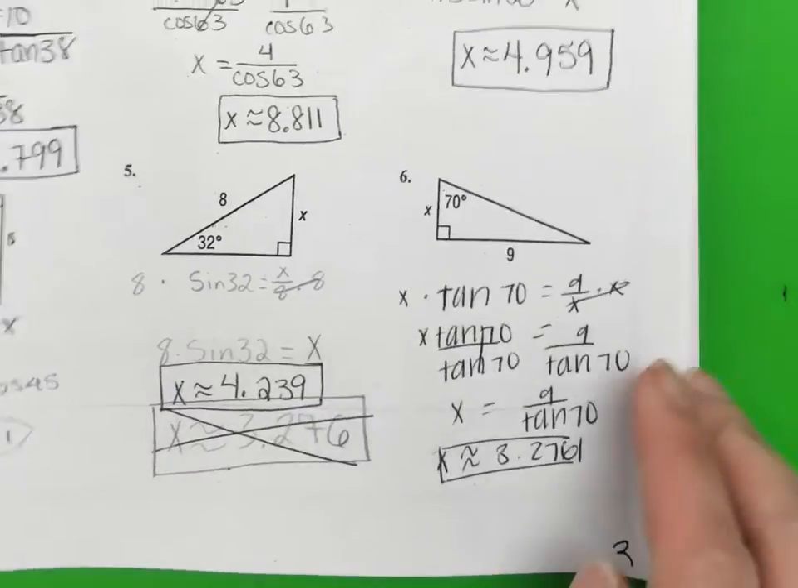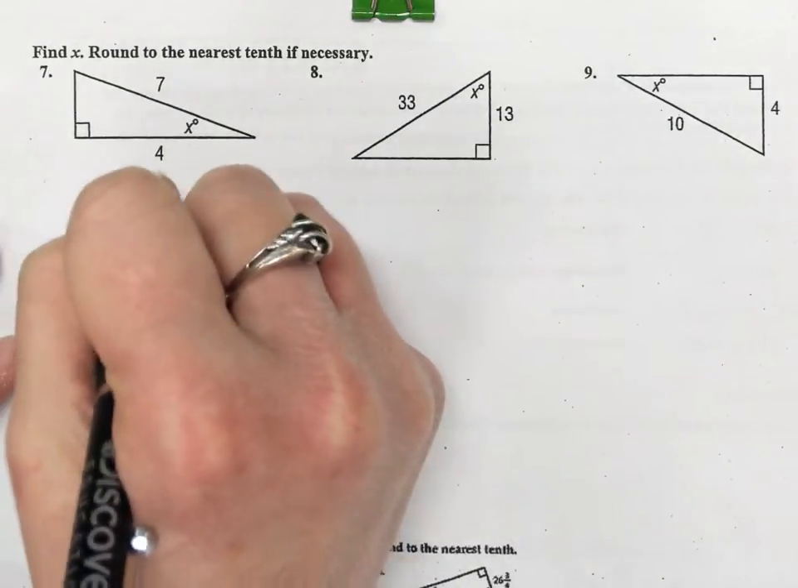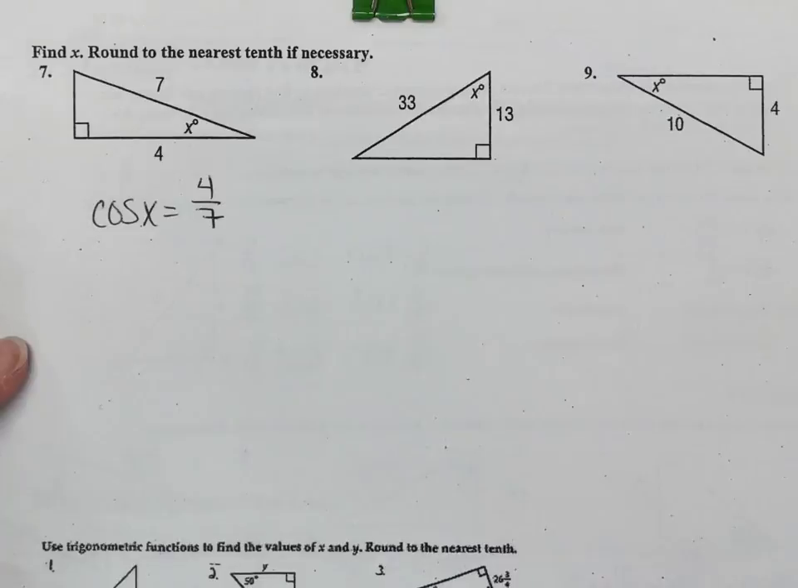All right, let's look on the back. Y'all already on the setup? So how did y'all set up number 7? Cosine of x equals 4 over 7. Perfect. Perfect, perfect. All right, what about number 8? What'd you get?